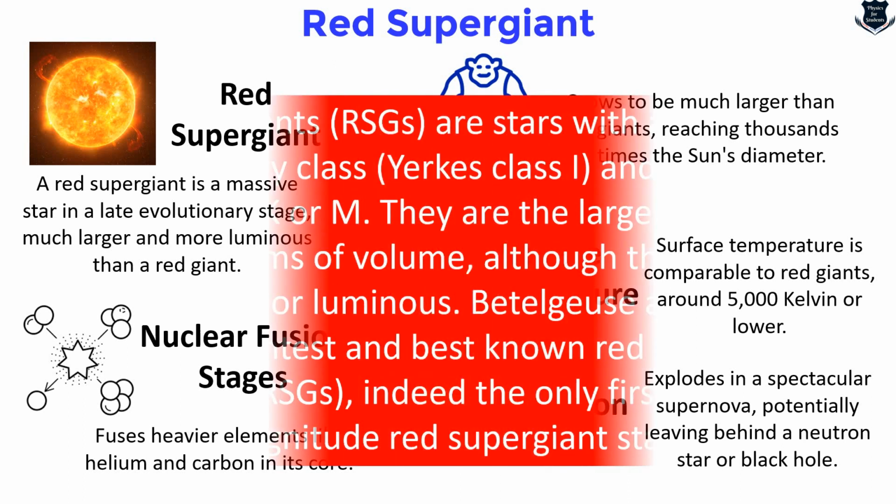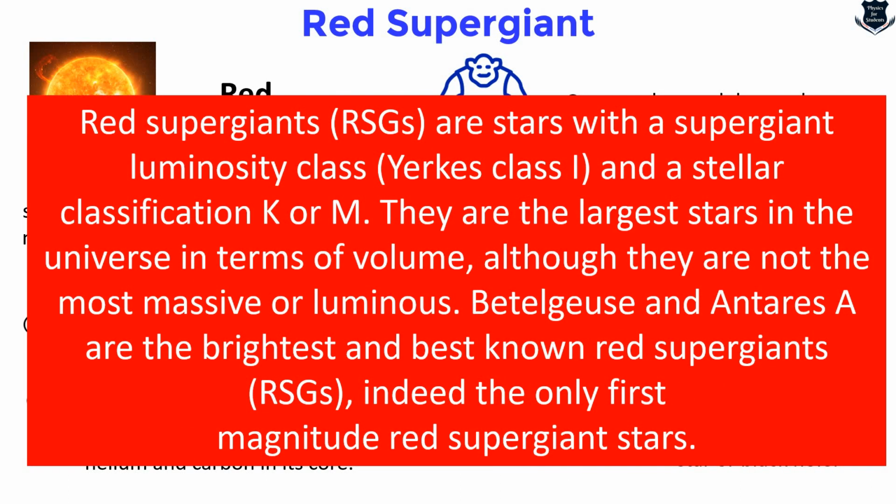So overall we can say this, that red supergiants, or RSGs as they're abbreviated, are stars with a supergiant luminosity, and they are the largest stars in the universe. For example, Betelgeuse and Antares A are the brightest and best known red supergiants, indeed the only first magnitude red supergiant stars. So you can further classify, however I have not got into this.